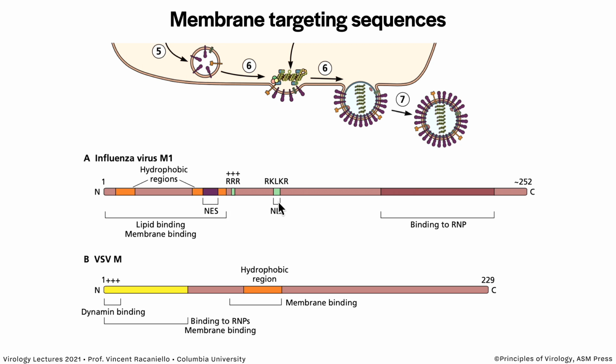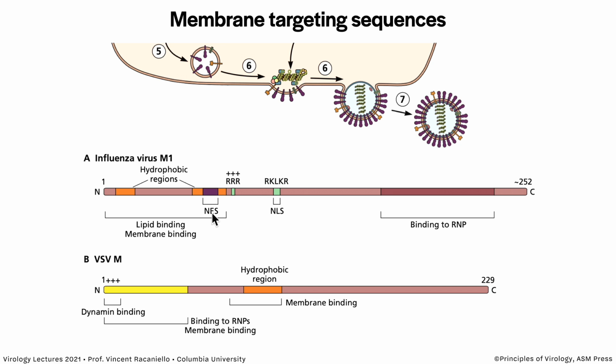And there's also a nuclear localization signal, which of course is needed to get this protein into the nucleus before it even associates with the RNA. And then this part of the protein is needed to bind to the RNP. The RNP, of course, consists of RNA plus the NP protein. So here is what directs the M1 to the RNA. And then here is what directs the M1 stuck on the RNP to the plasma membrane. That's how it gets there.